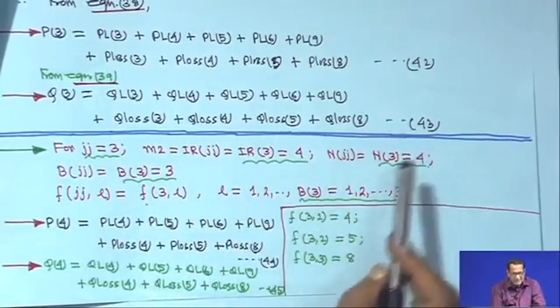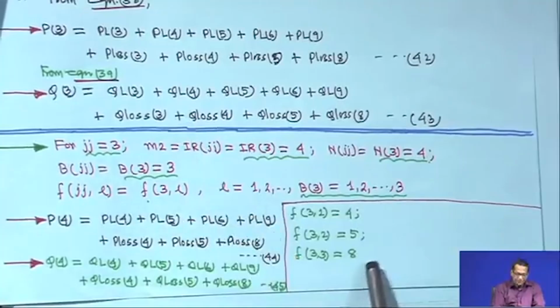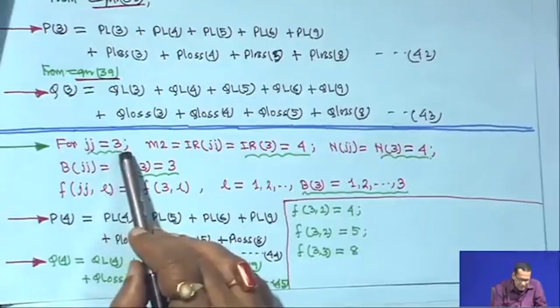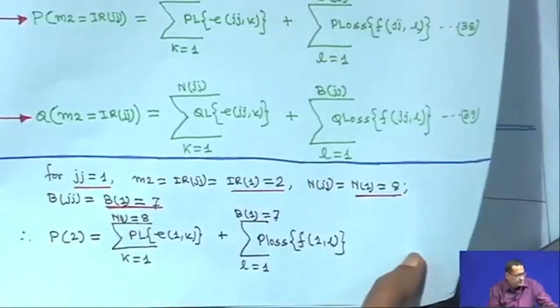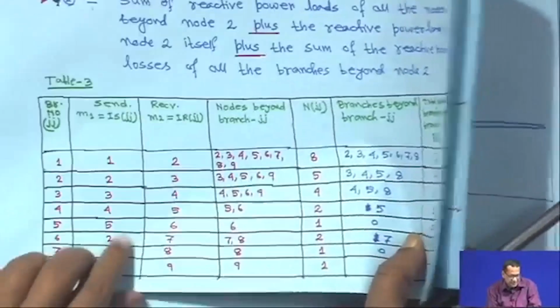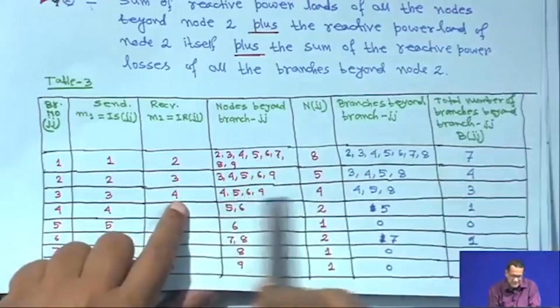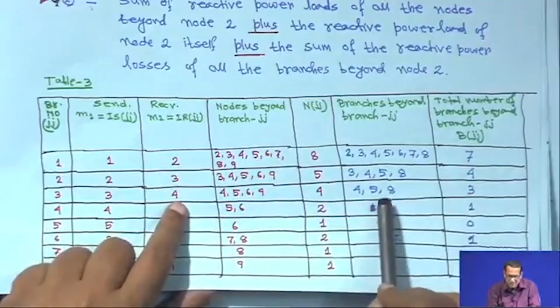This is equation 43. This is for branch 2, and for jj is equal to 3, branch 3, M2 is equal to IR3 is equal to 4. That means, for branch 3 your receiving end node is 4. These are same, here you have 3 nodes beyond branch 3 and total branch is 3.